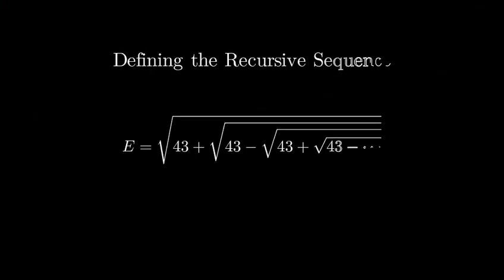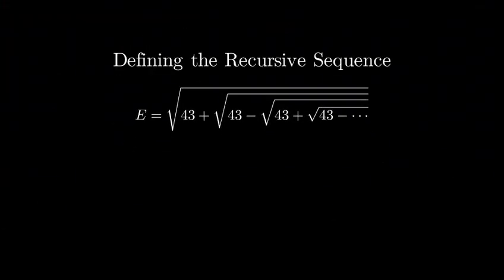First, let's turn our infinite expression into something we can work with mathematically. Instead of trying to handle the entire infinite expression at once, we'll define a recursive sequence that models our nested radical. We'll start with some initial value, let's say the square root of 43, and then define each subsequent term by applying our nested radical pattern. Each term gets us one step closer to the final value of our infinite expression.